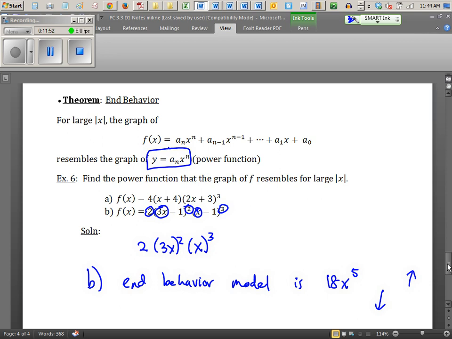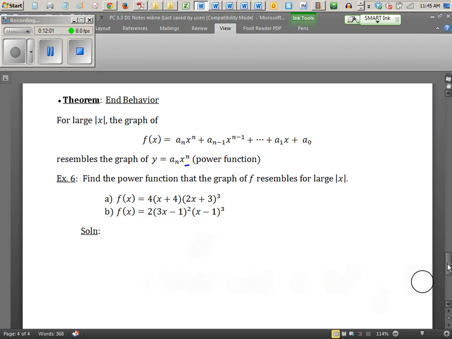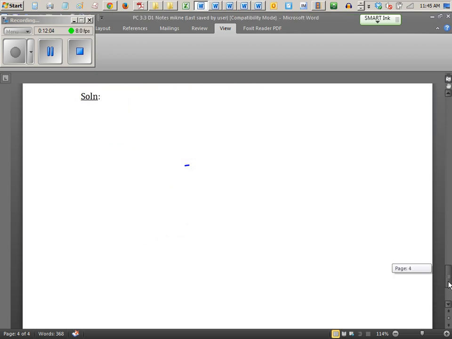Okay? Any questions on that? End behavior is pretty simple. All right. Let's go ahead and look at our new worksheet. Let me pass it out real quick, and then I'll do one of the problems for you.